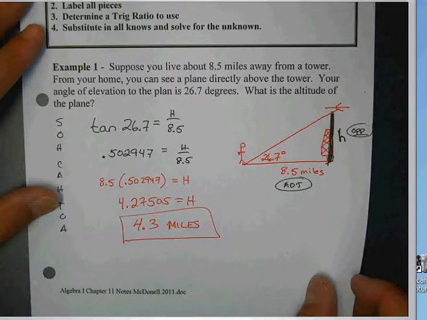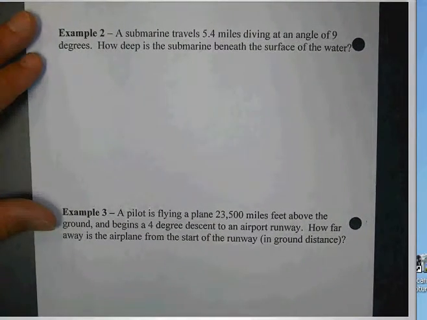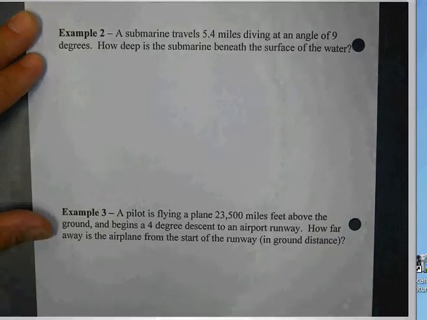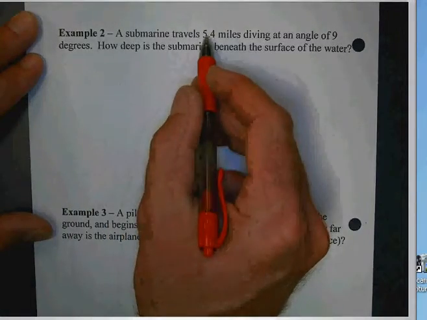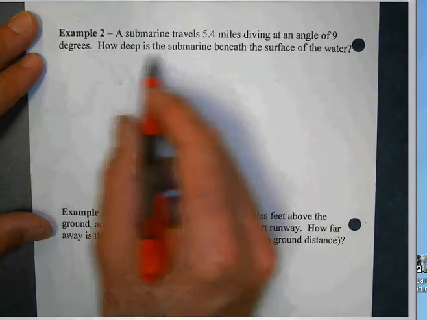Flip her over. Get to draw a submarine. A submarine travels 5.4 miles diving at an angle of 9 degrees. How deep is the submarine beneath the surface of the water?